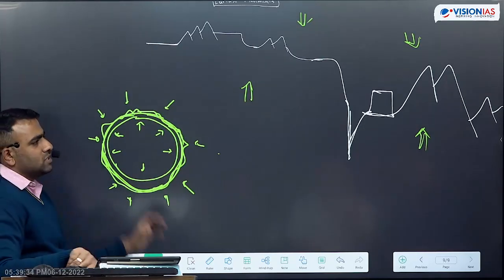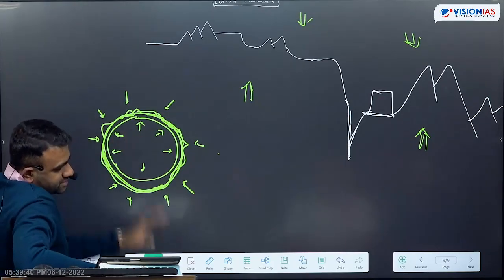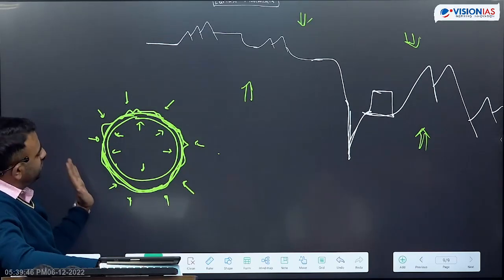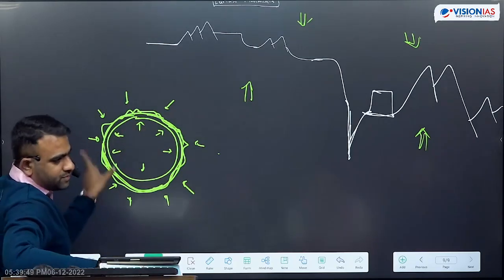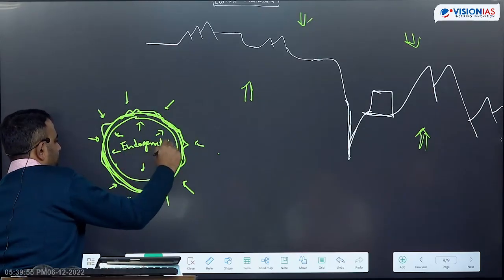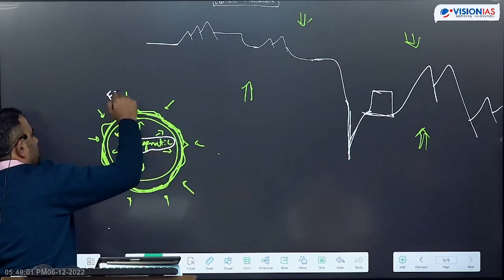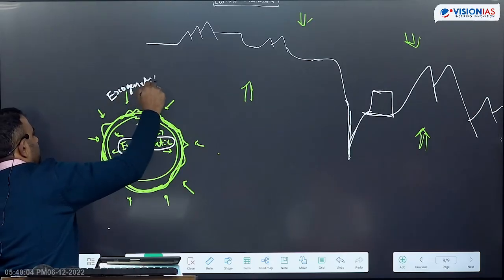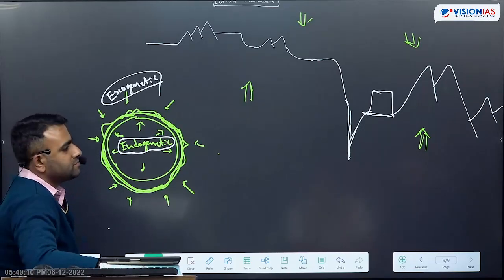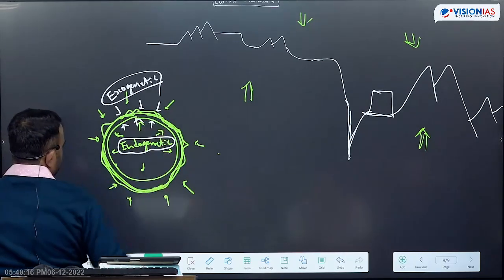All this is caused by two types of forces. One is the forces from inside, which are called the endogenetic forces. Endo means inside, genetic means origin. Endogenetic is originated from inside the earth. All these forces from the interior are called endogenetic. The forces which are acting from outside the earth are called exogenetic. Endogenetic and exogenetic. Okay, two types of forces. Both try to change the land continuously and bring changes in the land.